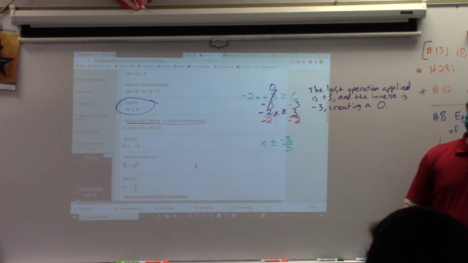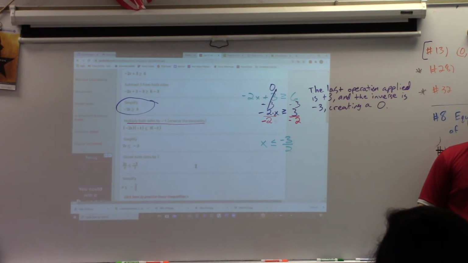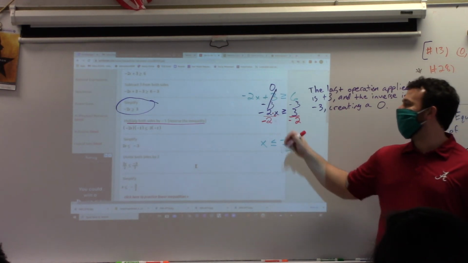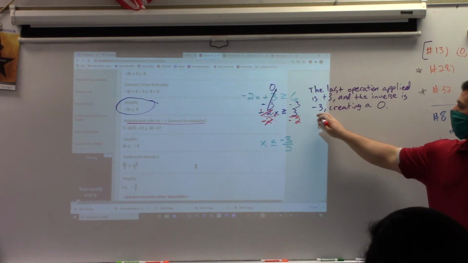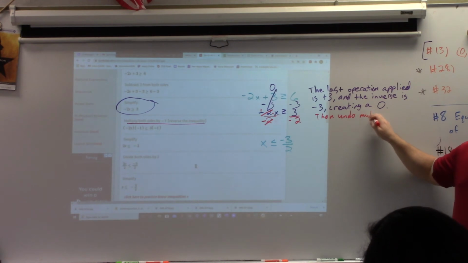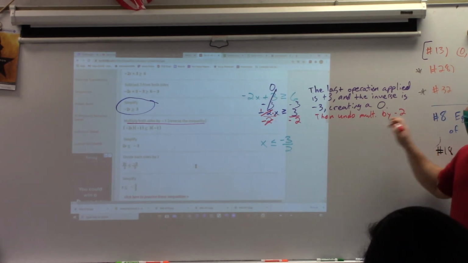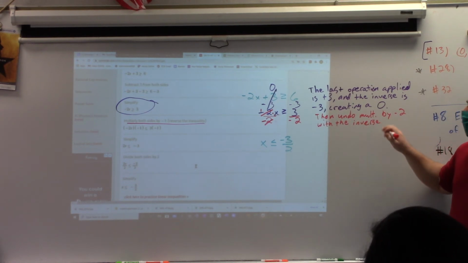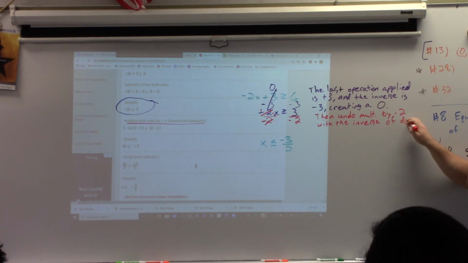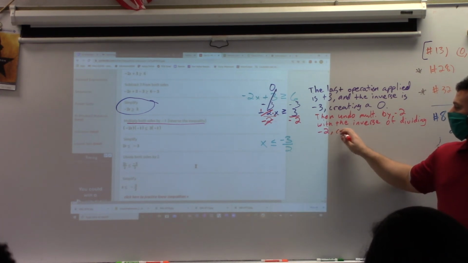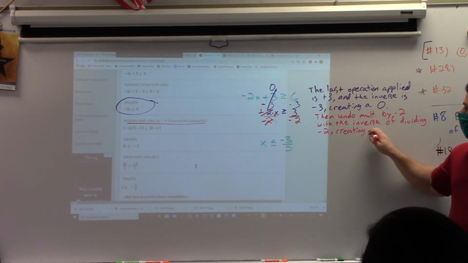So how would we justify dividing by -2? What would we explain there? Okay, so that's the inverse of multiplying by -2, creating a 1. Yep. Then undo multiplication by -2 with the inverse of dividing by -2. And what is that going to create? We already said it. A 1.